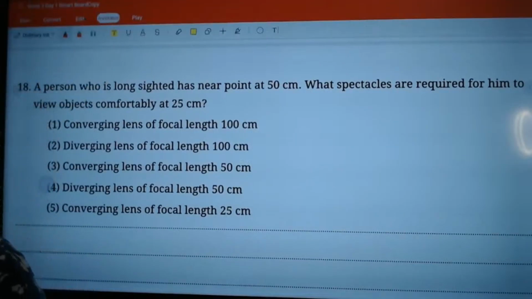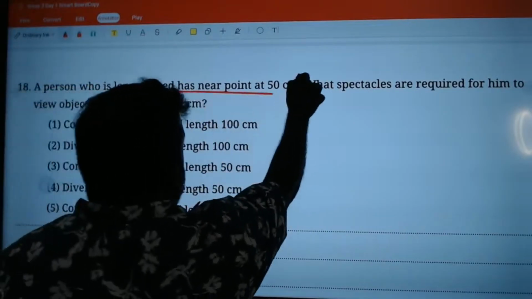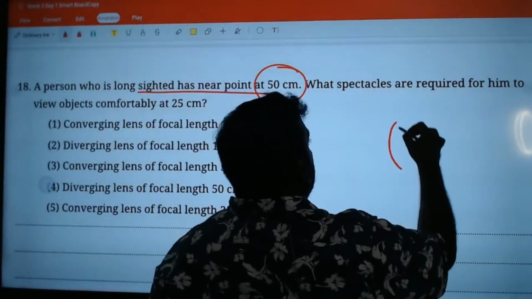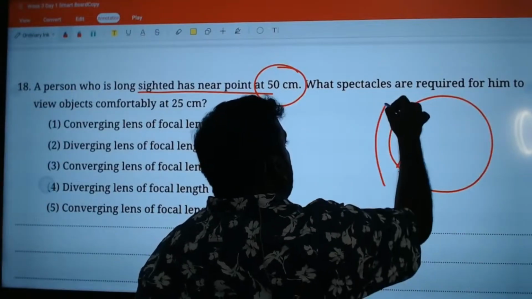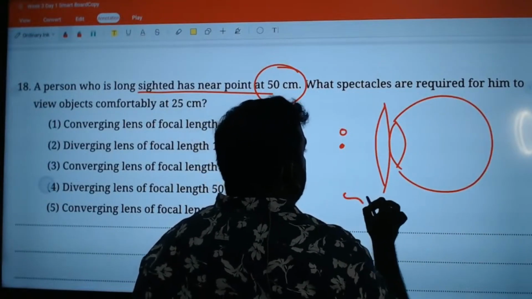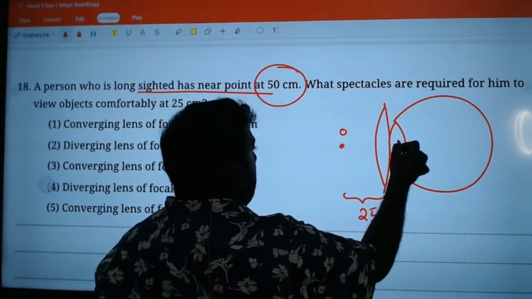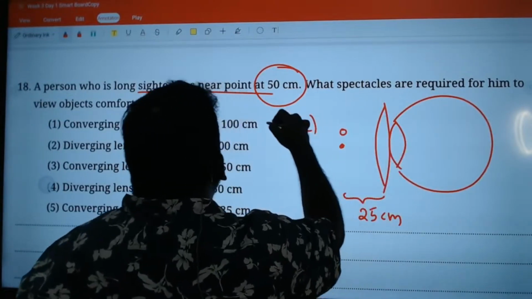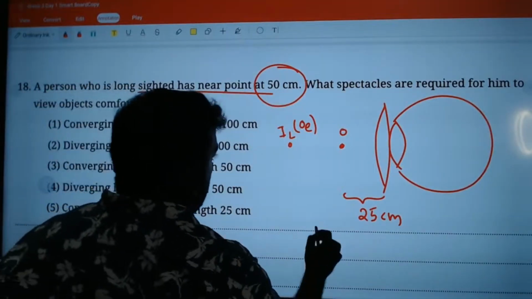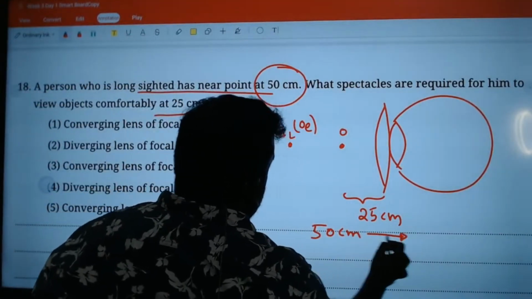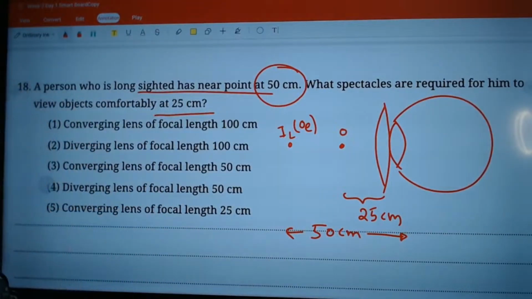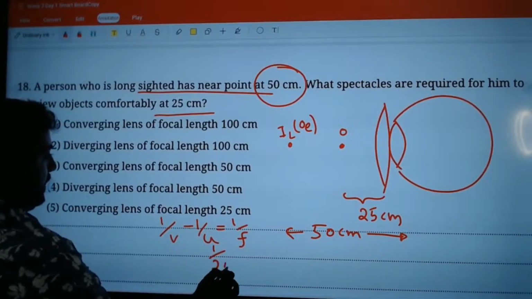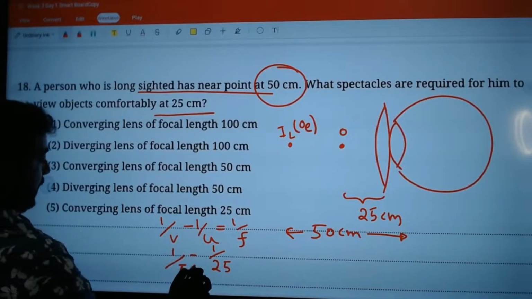Look at this. A person who is long-sighted has a near point 50. What spectacles are required for him to view objects at 25? The image must form where the eye can see. So the object is kept at 25. Image from the lens is actually the object for the eye. Where can the eye see? I can see at 50. So apply lens equation: 1 over V equals 1 over U plus 1 over F. Object is 25, image is 50.